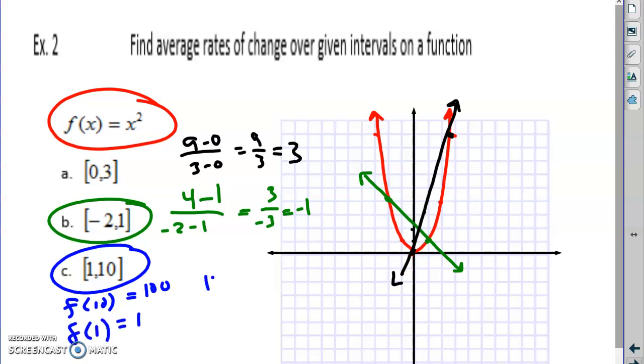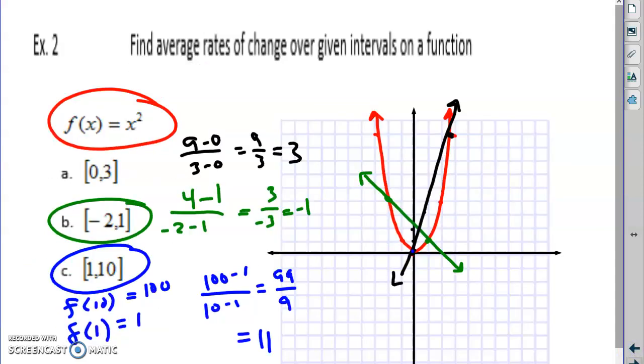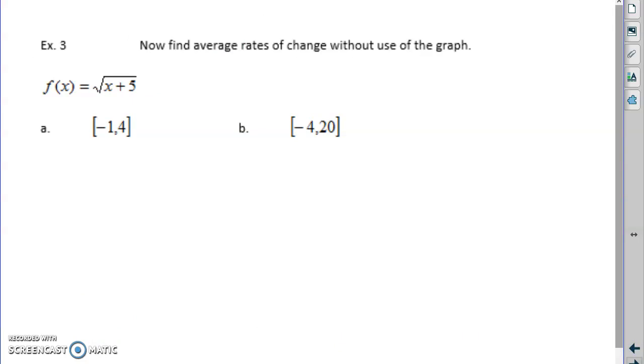Change in y are the function values. Change in x are the x values. 99 divided by 9. The slope of that line, really, really steep from the origin to the point 10, 100, up 11 over 1. Got it. So that's slope of secants. We did it graphically and numerically for the blue one. Now let's do it just numerically.